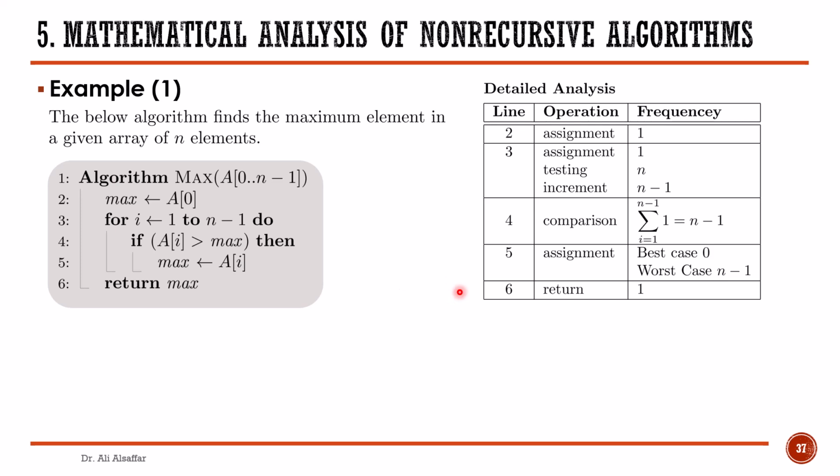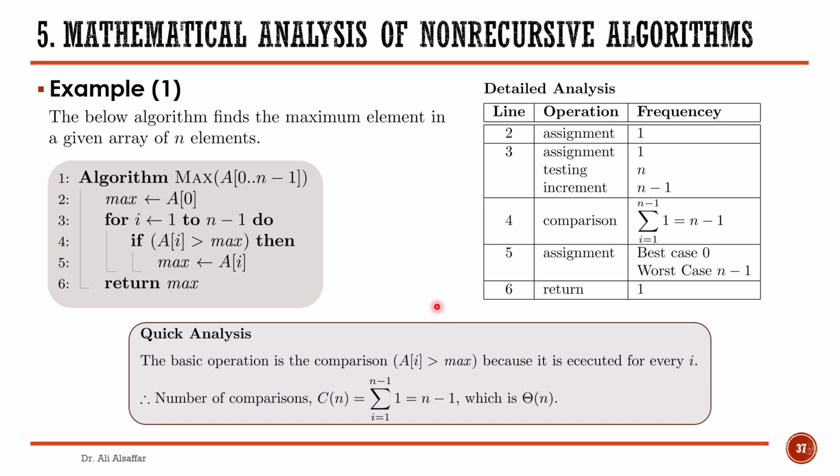Now let us analyze the algorithm using the general framework plan. As you recall, the first step is to determine the input size. Since the algorithm processes a list, the input size is simply the number of elements in the list, which is n.